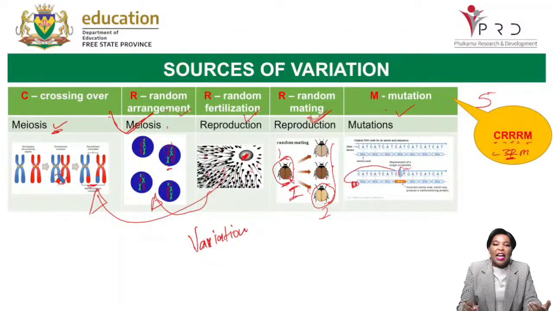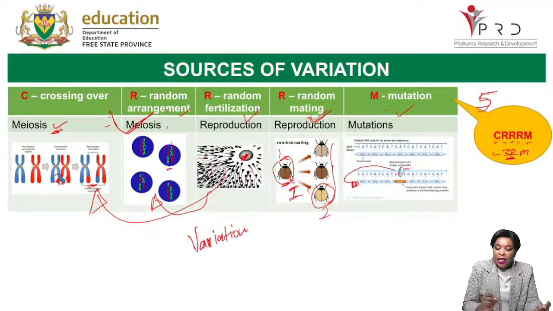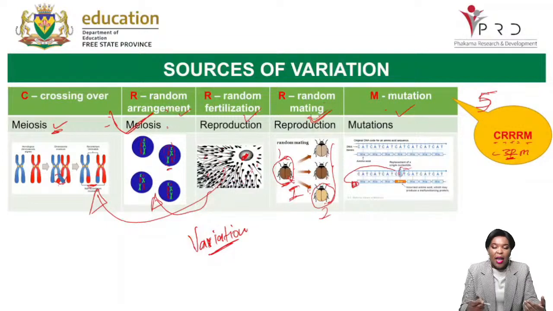So all of these, CRRRM, are the 5 sources of variation. This question can come in meiosis, it can come in genetics, and it can also come in evolution, like we are now discussing it under evolution. So expect this question throughout those 3 topics.